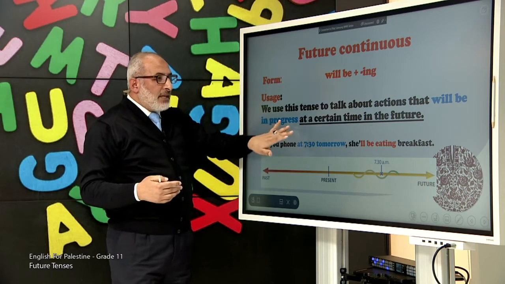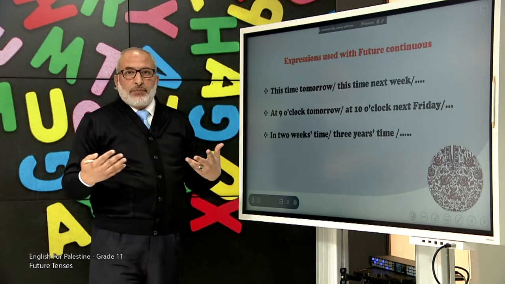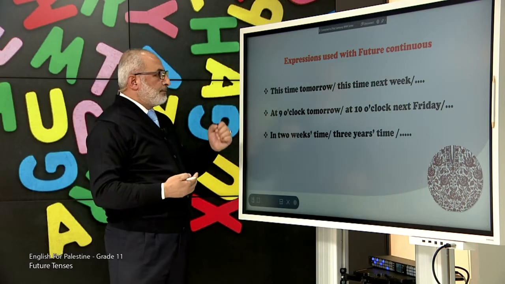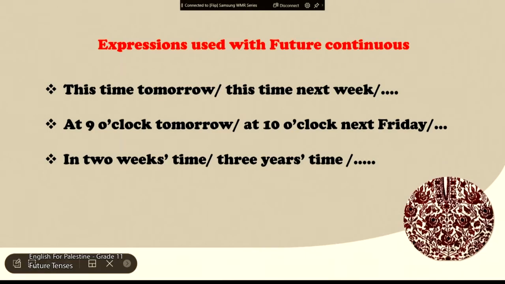Now, what time expressions are used with future continuous? Let's look here. This time tomorrow.